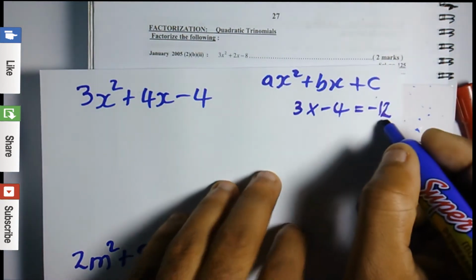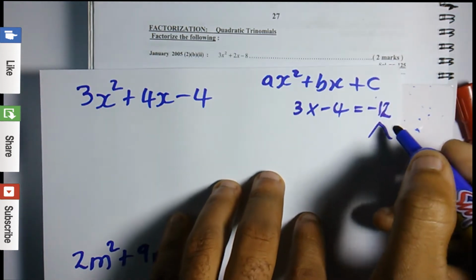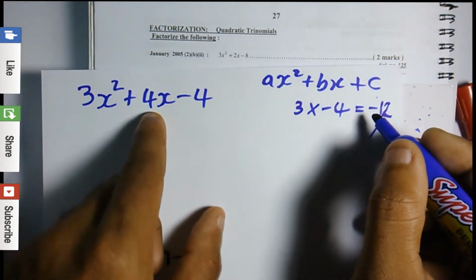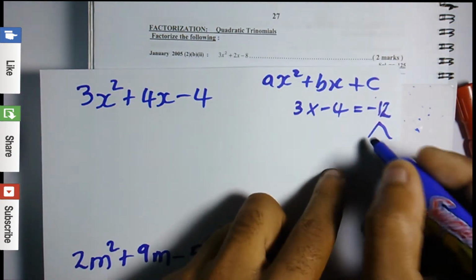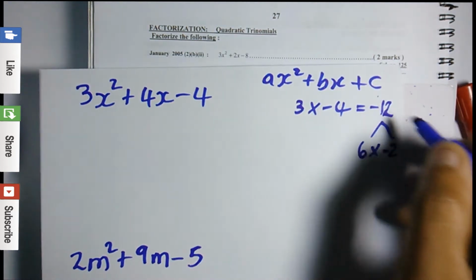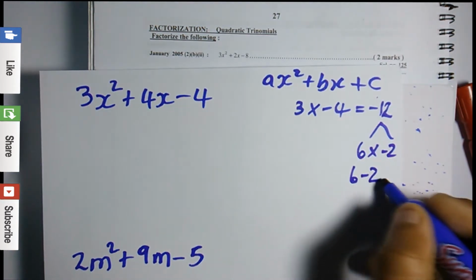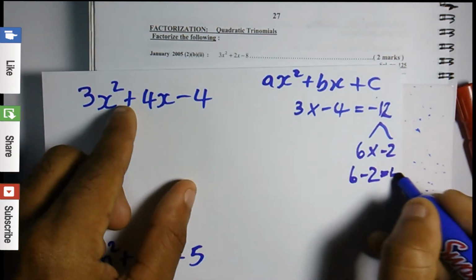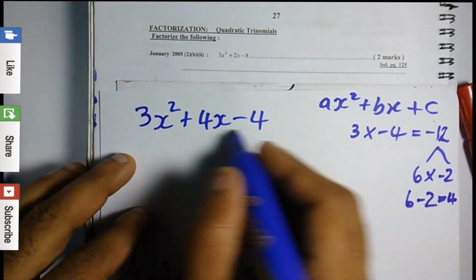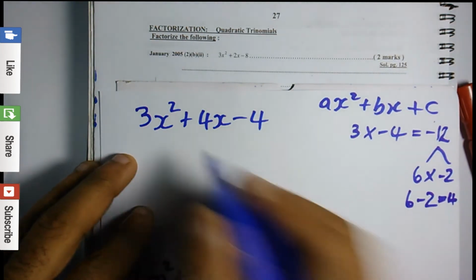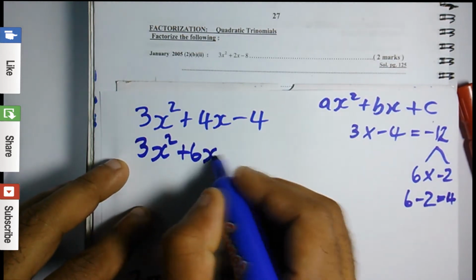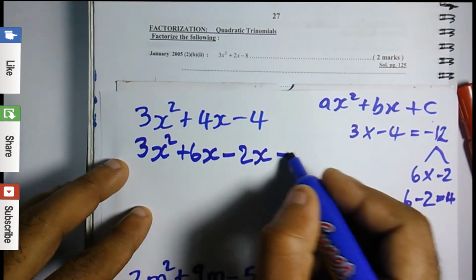Now 3 times minus 4 gives us negative 12. We're going to find two factors for this negative 12. Two numbers which, when we multiply them, we should get negative 12, and when we add them, we should get 4. Those two factors are 6 and minus 2. 6 times minus 2 gives us negative 12, and when we add these two, our result should be positive 4. So remember, I'm going to replace the middle term for this quadratic expression with the two factors. So it's 3x squared plus 6x minus 2x minus 4.